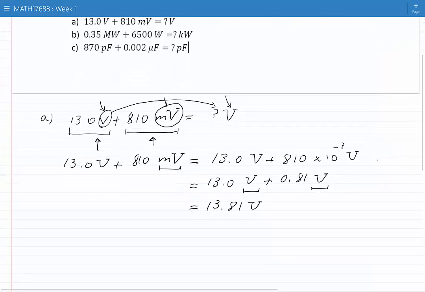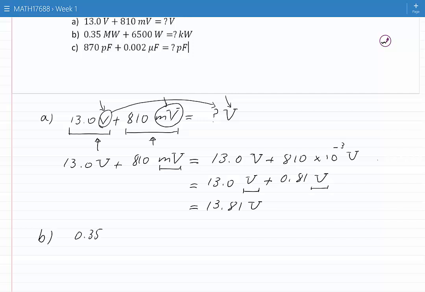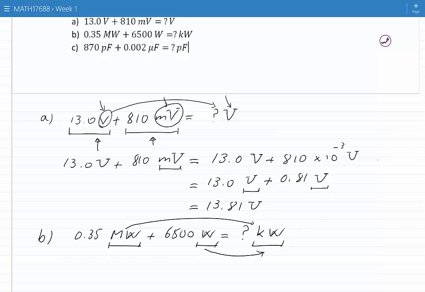Let's look at B now. 0.35 megawatts plus 6500 watts, and we would like the answer to be in kilowatts. Neither of the units, megawatts or watts, are the units we're looking for, because the unit we're looking for is kilowatts. We need to convert megawatts into kilowatts, and we would have to also convert watts into kilowatts.